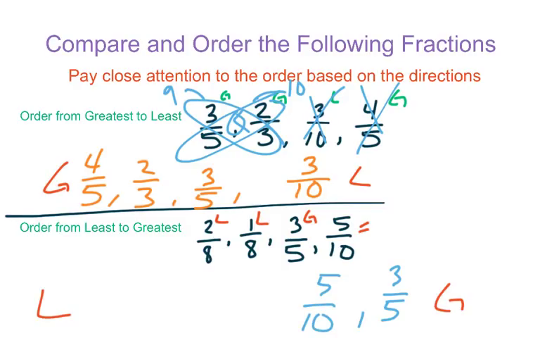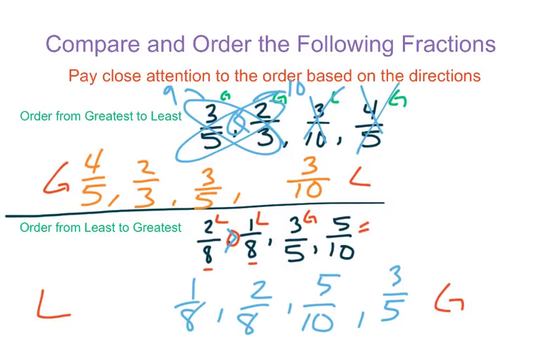And now all I have to do is compare my 2/8 and my 1/8, which is pretty easy because they have the same denominator. And I know that the fraction with the bigger numerator, if they have the same denominator, is the greater fraction. So then I'd have 2/8, and then I'd have 1/8. And notice that this one took a lot less time than the one above because my fractions weren't quite as close. Just depends on what you get. That's the order: 1/8, 2/8, 5/10, and 3/5.